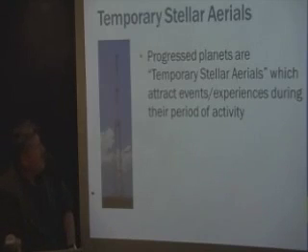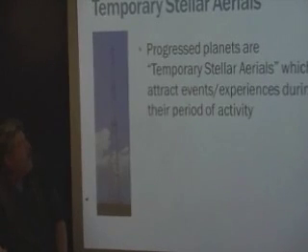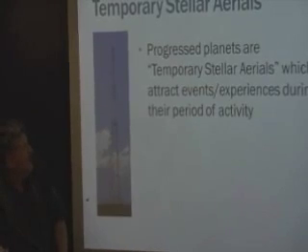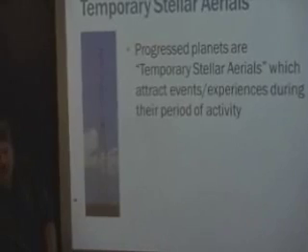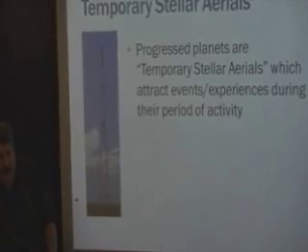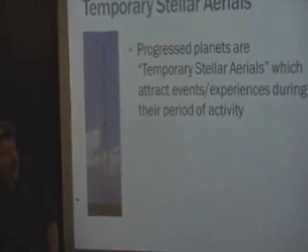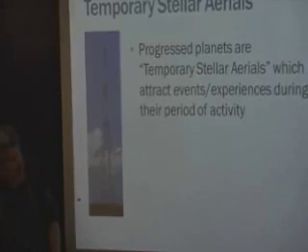So the way we like to describe progressions in Hermetic astrology is that they are temporary stellar aerials, because each planet moves at a different speed, which means that these aspects can be an orb from a period of time anywhere from months to 12 years to a lifetime.